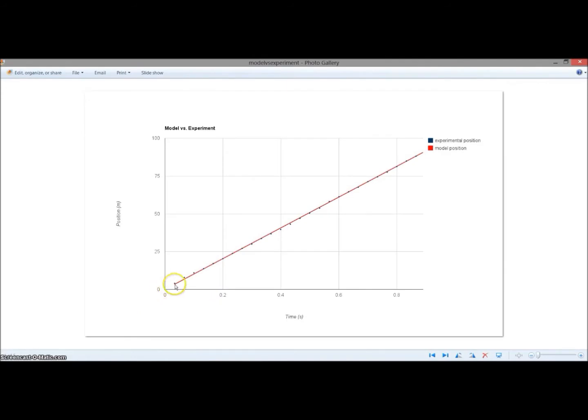Now, if the experimental position and the model position differed in terms of the ending points but had the same origin, then that would mean that we had a poor choice of average velocity.